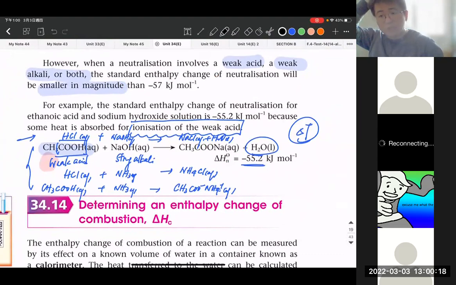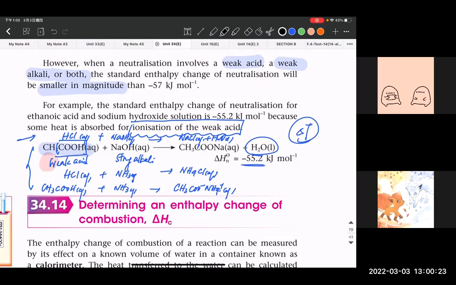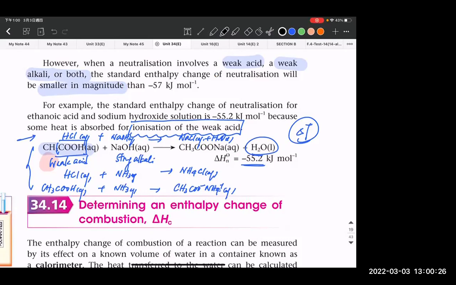The largest one is... Do you know which one would have the largest value? Strong acid and strong alkali. Yes, the combination of strong acid and strong alkali. So which means that it is the first one. The first one would have the largest value. So which is the more negative delta H of neutralization? This is for that one.